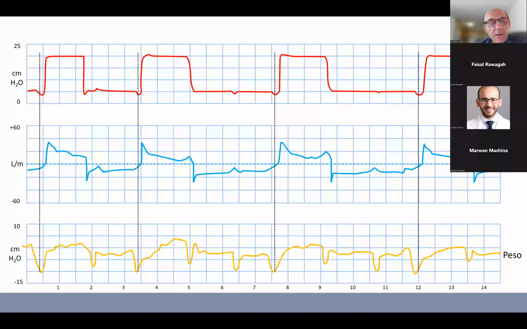Now notice that he has other activities here. He has activity at this point here, and another one at this point. We have activity here and activity here. Those are happening in inspiration, so we're not going to concentrate on that at this point. I'm just going to talk about this one. Take a look at the esophageal pressure. It dropped significantly, almost the same magnitude as the next breath. However, this did not trigger the ventilator. Why is that?